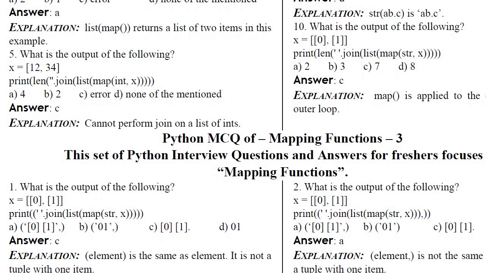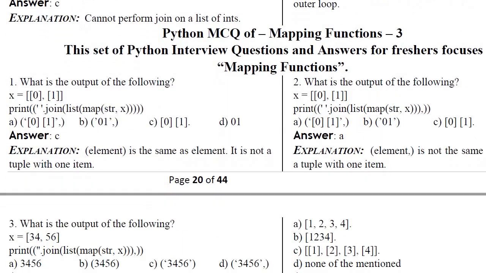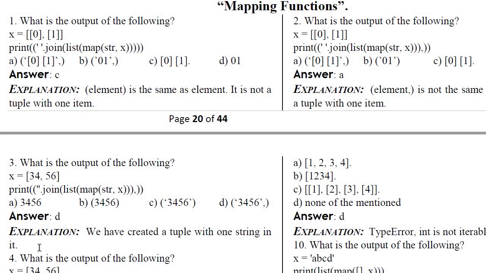Mapping after mapping function. Okay, we will see some more questions on the mapping. It's the join function. See here, what is the output of the following? If x is 0 and 1, here we define find, print, join, list, map, string, and x. So what will be the output? The output will be the same as the elements defined over here.